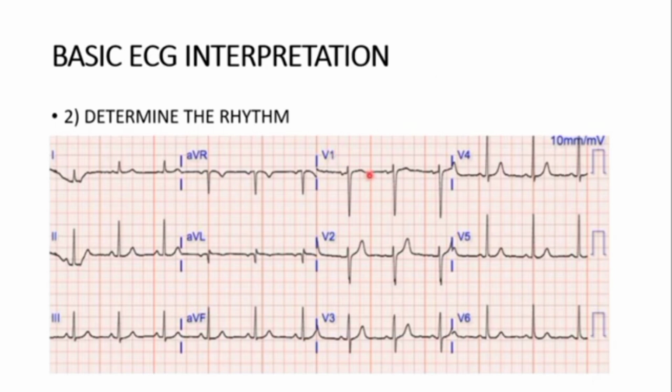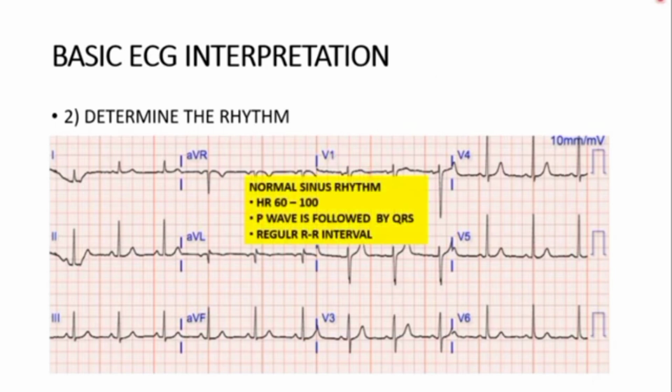Now, what do we mean by a sinus rhythm? Normal sinus rhythm means the heart rate should be 60 to 100, and there is a P wave. This P wave is followed by a QRS, and before each QRS there should be a P wave, and the RR intervals should be regular. If you have all these, it is called a normal sinus rhythm.